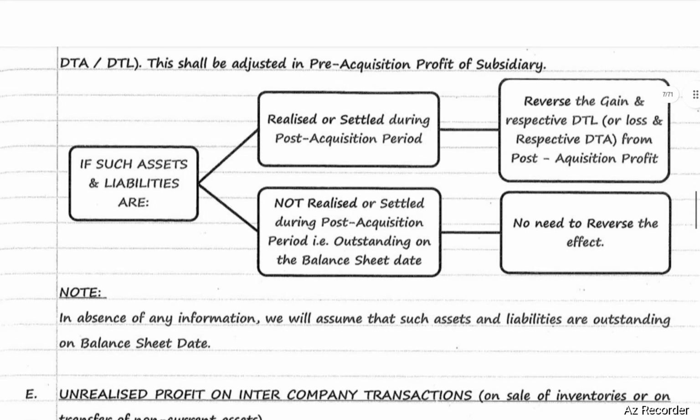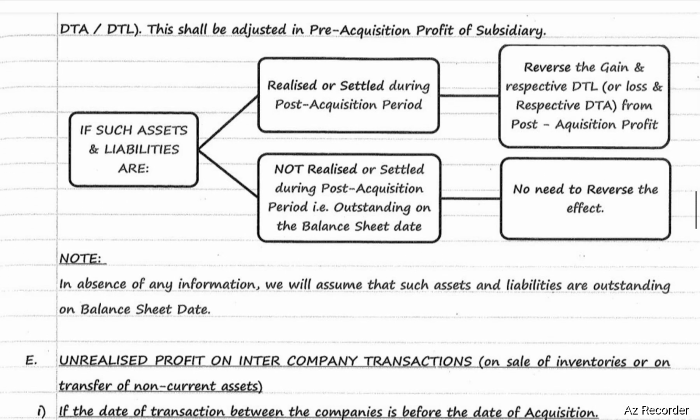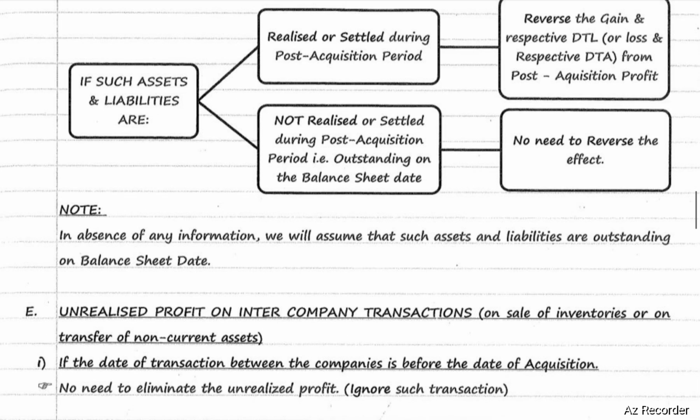This shall be adjusted in pre-acquisition profit of the subsidiary. If such assets and liabilities are realized or settled during post-acquisition period, reverse the gain in respect of DTL or loss in respect of DTA from post-acquisition profit. If such assets and liabilities are not realized or settled during post-acquisition period, that is outstanding on balance sheet date, no need to reverse the effect. In the absence of any information, we shall assume that such assets and liabilities are outstanding on balance sheet date.